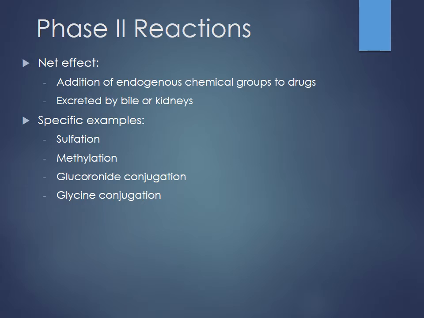So again, the other ones were making things more polar, usually removing something from the molecule. Here with phase 2, this is where we're adding something on board, right? So this is where we can add a sulfur group, we can add a methyl group, glucuronide or glycine conjugation. All these things will make the molecule more soluble as well. It allows for kidney excretion for the most part.